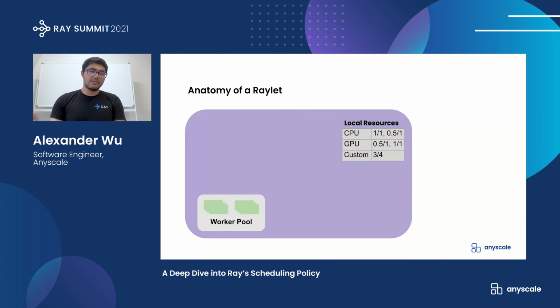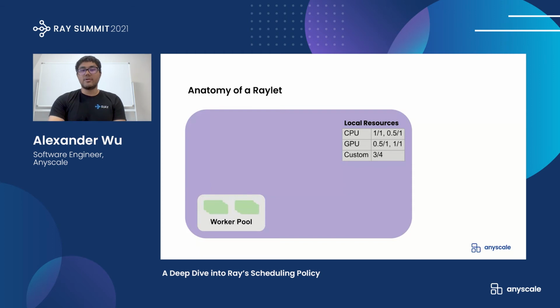In order to understand that, I think we need to first take a step back and take a look at what a raylet has. Like we mentioned before, a raylet has a local view of, or manages, all of the local resources on its node. So it'll keep a table of all of the resources on the node. And it's also responsible for managing the workers, which we typically call the worker pool.